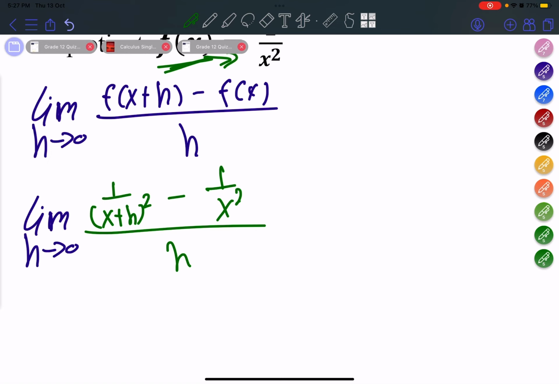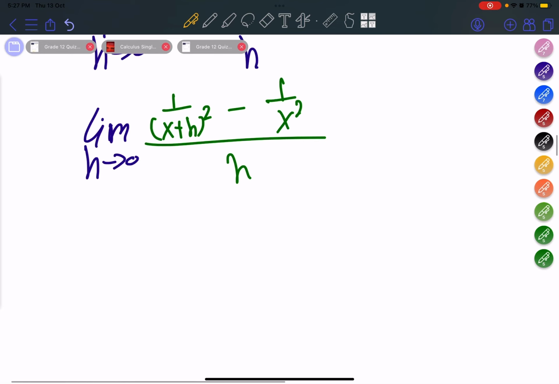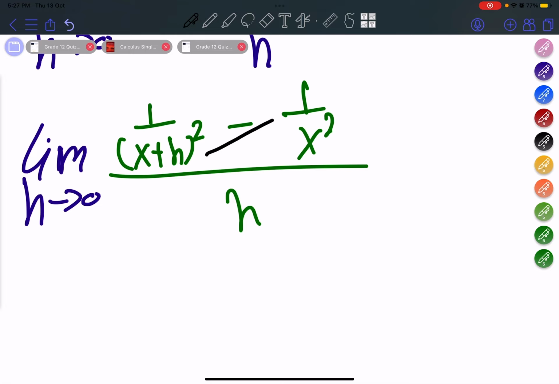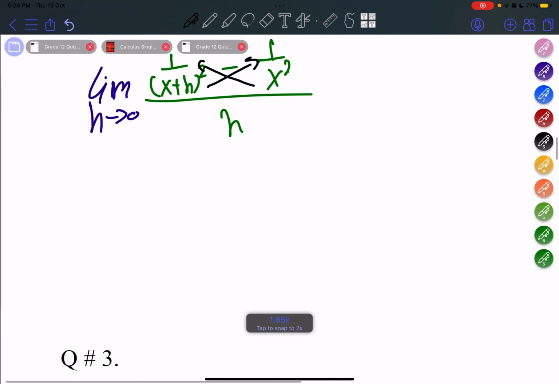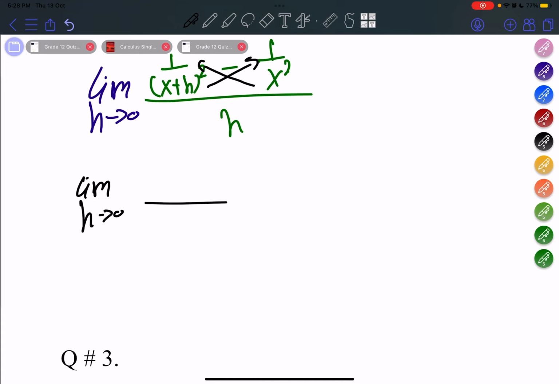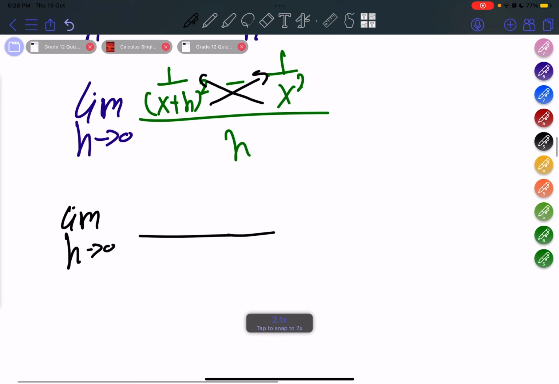So now what happens is we will cross multiply. With x plus h squared and x squared, we will multiply these two. So it becomes limit h tends to 0. Here we will have x squared times 1 is x squared, so let's write it as x squared. And x plus h whole squared times 1 is the same thing, so minus x plus h whole squared.